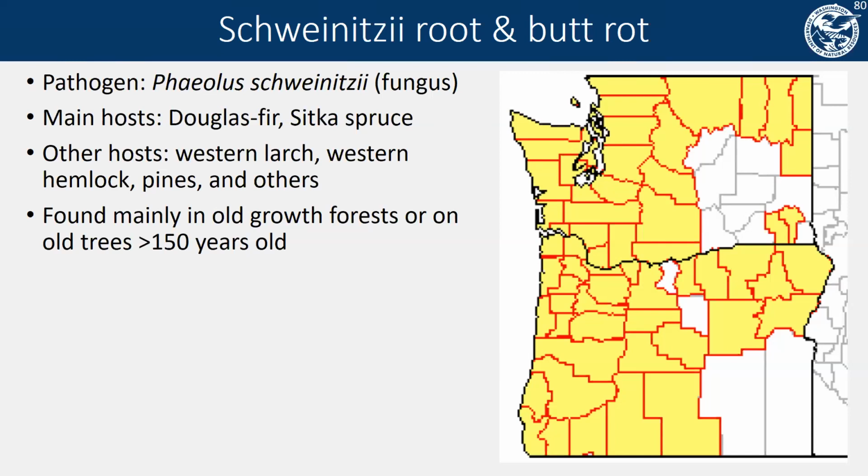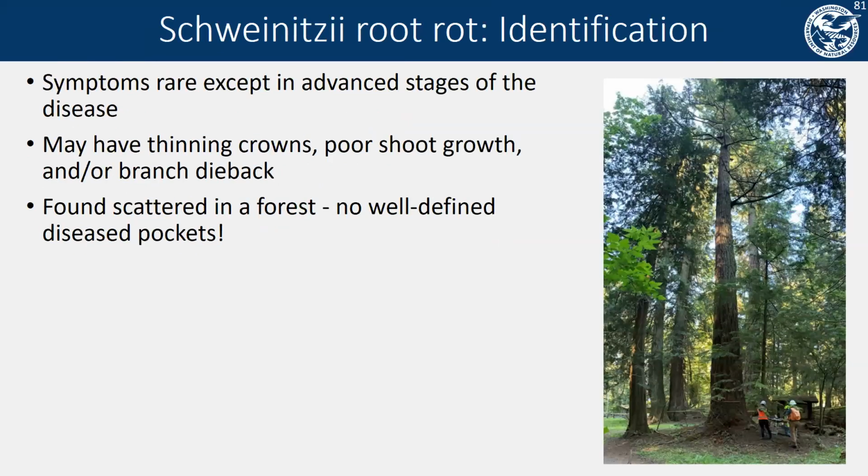Its main hosts over here are Douglas fir and Sitka spruce, but it can be found in some other conifers. Pretty much any conifer is thought to probably be susceptible at some point. However, that's fairly infrequent in most cases. This root and butt rot is also mainly found in old growth forest or on very old trees, so often trees aging over 150 years old. And you can see, despite this, it's still well distributed throughout our state where trees are found.